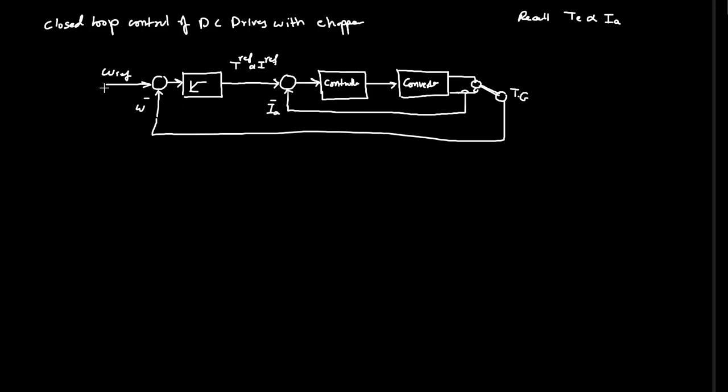So simply now we have an inner current loop. This is the inner current loop, and we also have an outer speed controller. Overall, this is the speed loop. So this is speed control.